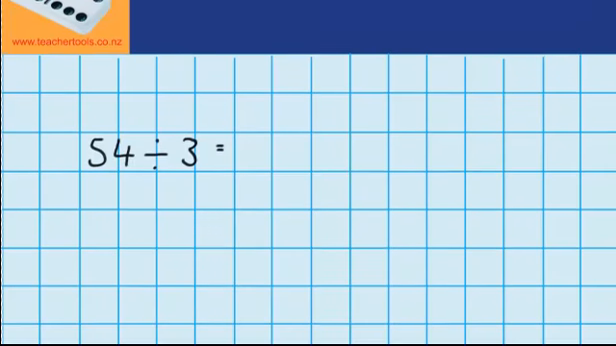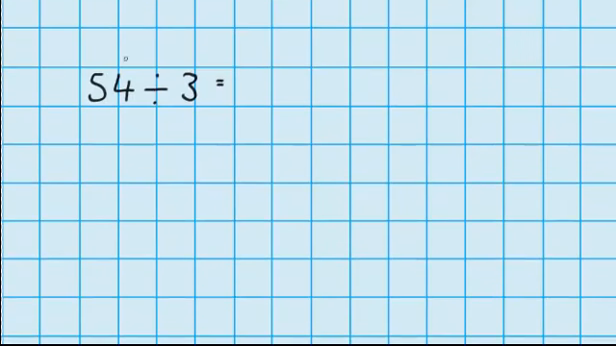So the aim of this lesson is, rather than trying to share out this whole 54 in one go, we're going to share it out in a couple of steps. So we could call this one step 1 and this one step 2.